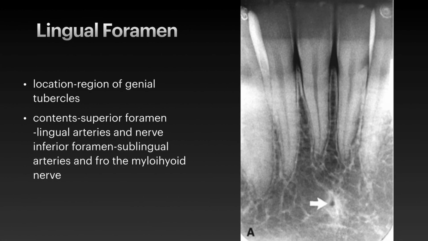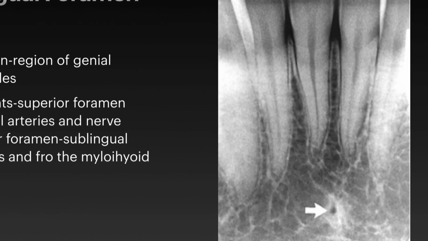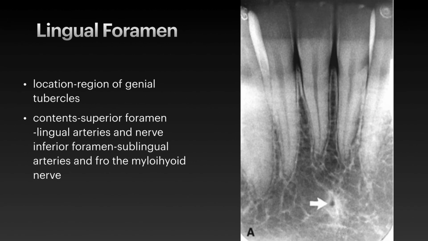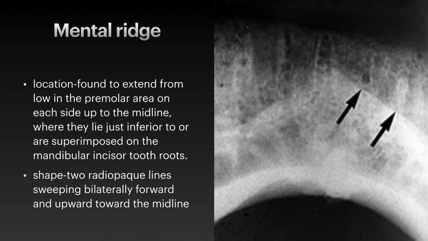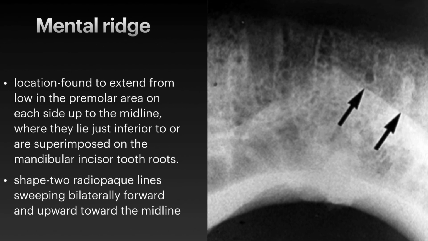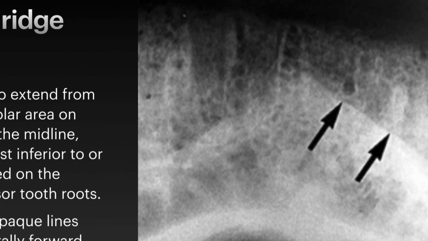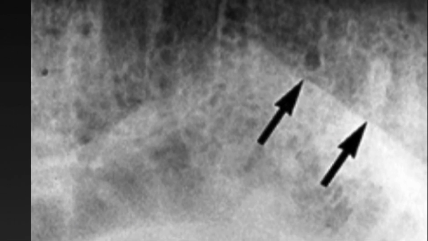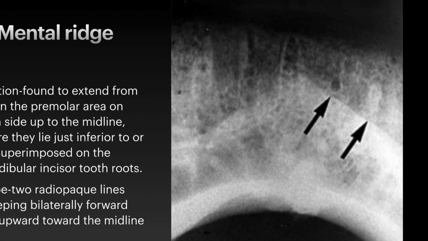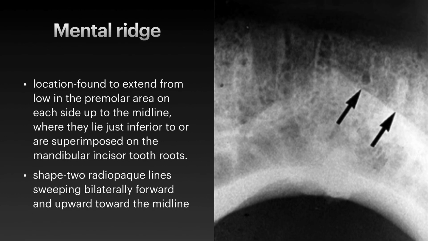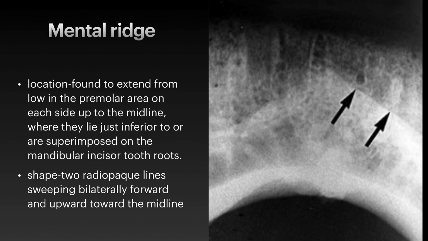Lingual foramen. It is located in the region of the genial tubercles. Its contents are: the superior foramen, which contains lingual arteries and nerves, and the inferior foramen, which contains sublingual arteries and the mylohyoid nerve. Mental ridge. It is found as an extension from the lower premolar area on each side to the midline. They lie just inferior to or are superimposed on the mandibular incisor tooth roots. They are radio-opaque lines sweeping bilaterally forward and upward toward the midline.